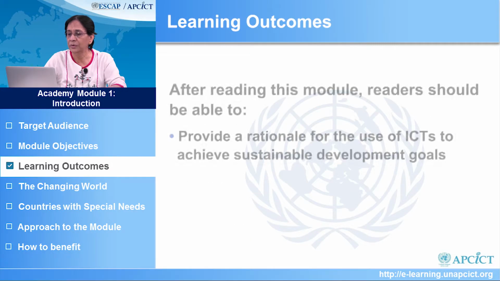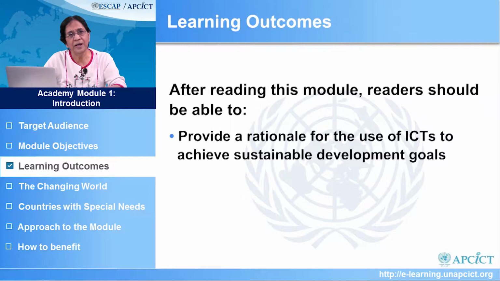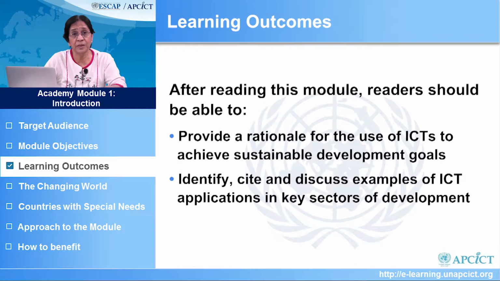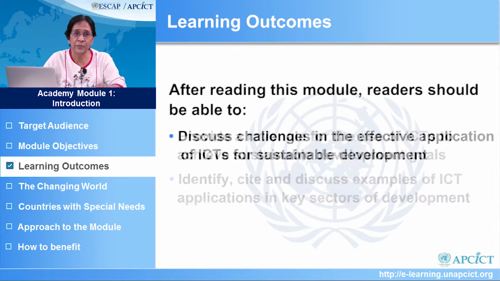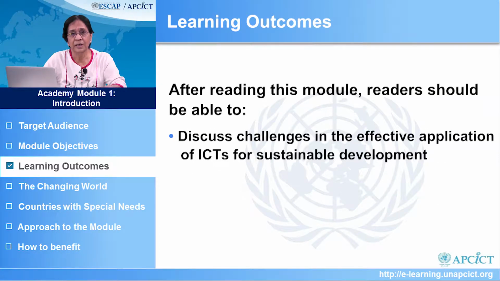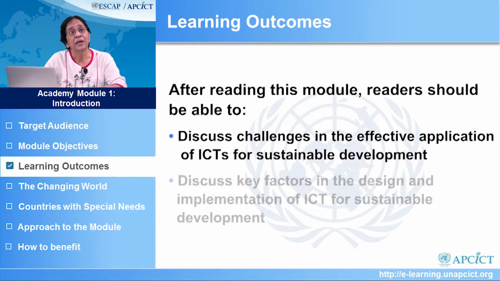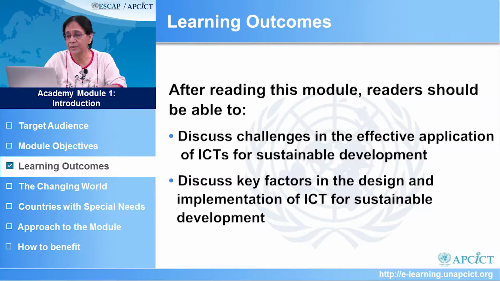After reading this module, readers should be able to provide a rationale to their governments for the use of ICTs to achieve the Sustainable Development Goals. They should also be able to identify, cite, and discuss examples of ICT interventions in key sectors of development in their own countries. They should be able to discuss the challenges in the effective implementation of ICTs, and they should be aware of and be able to use the key factors in the design and implementation of ICT and sustainable development programs and projects.